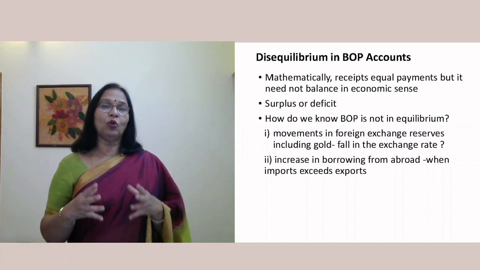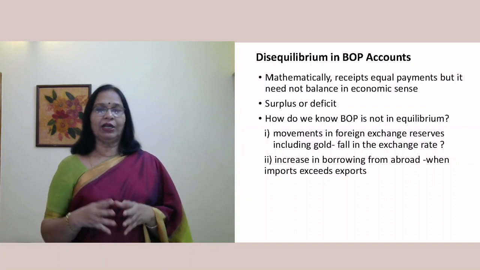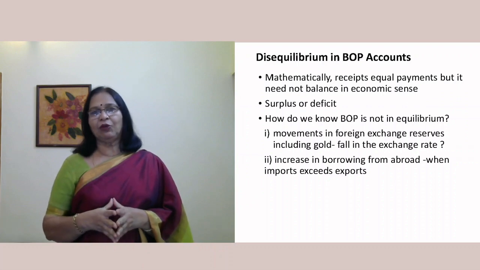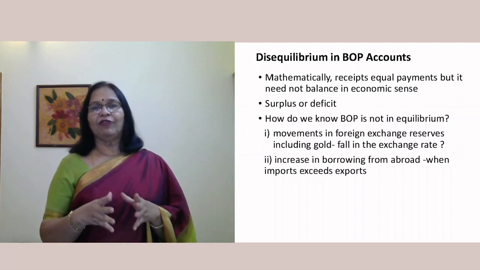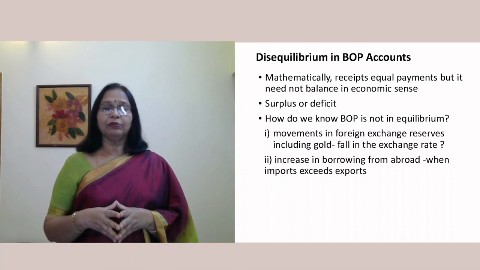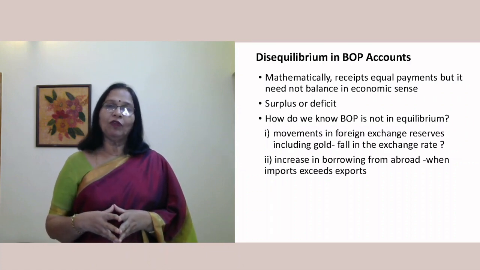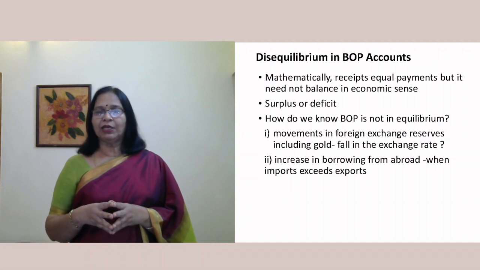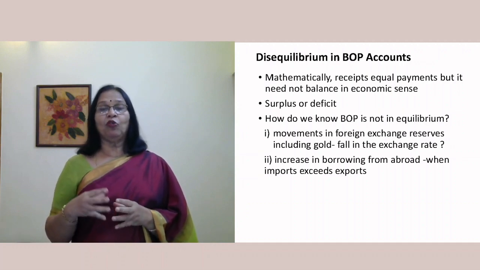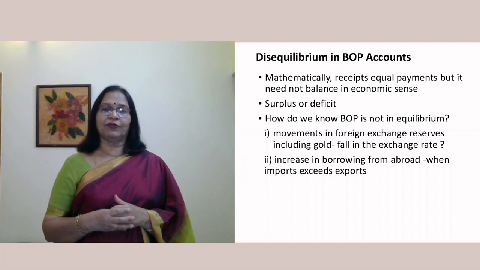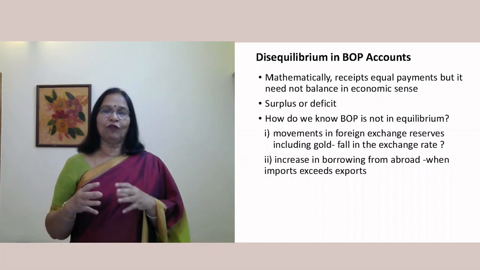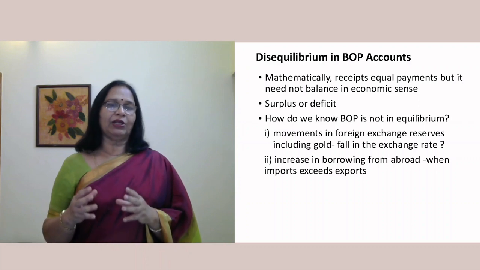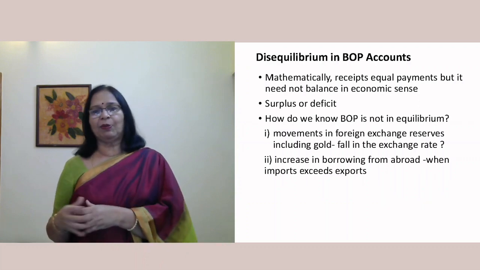We are likely to get a surplus or a deficit in the balance of payment. Now the question is, how do we know that the country is having a disequilibrium in the balance of payment? Essentially, when we use the term disequilibrium, we mean there is a deficit in the balance of payment. So how do we know that? One of the ways is the movement of foreign exchange reserves, including gold. If gold or foreign exchange moves out of the country, we will know that the country is experiencing a deficit in its balance of payment.